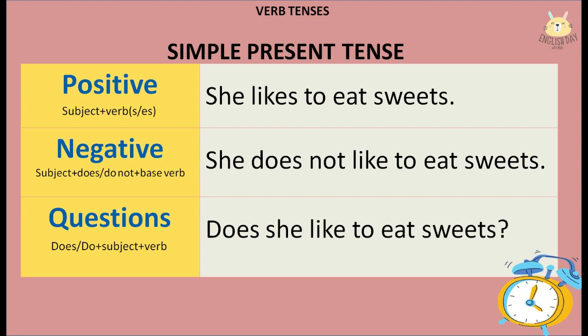And lastly, we have the question form. We start with does or do plus our subject followed by our base form of the verb. Example, does she like to eat sweets?